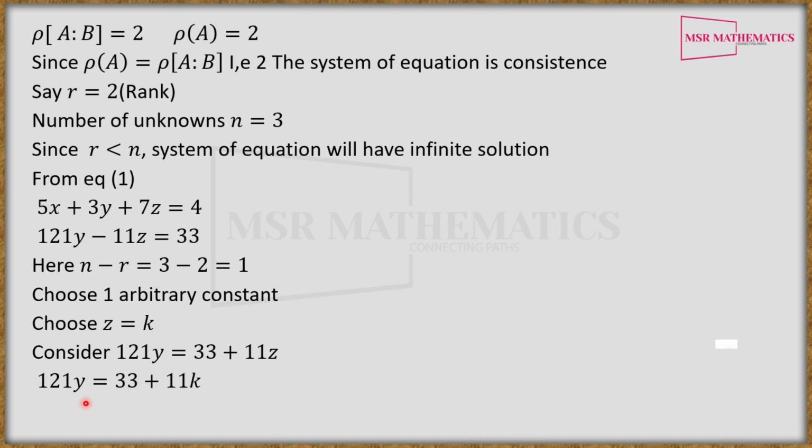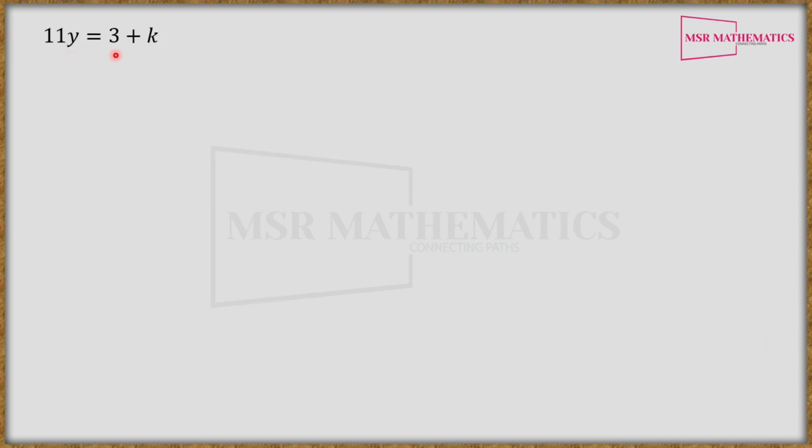Now for this equation we can divide throughout by 11. We obtain a smaller value: 11y is equal to 3 plus k, because we divide throughout by 11. Therefore we get the y value: if we take this 11 to the right hand side, that becomes (3 plus k) by 11. This is our y value.